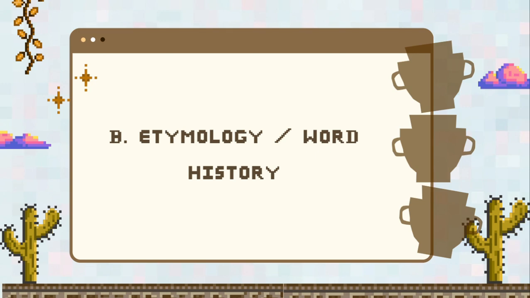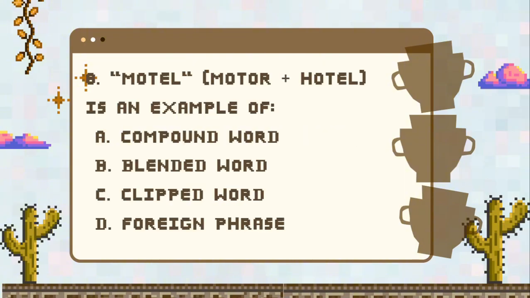So the eighth question is: motel, mo from motor, then tel from hotel, is an example of: A, compound word; B, blended word; C, clipped word; D, foreign phrase. So what's the correct answer?